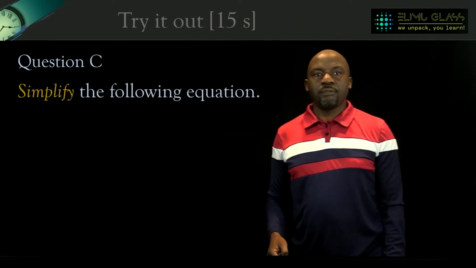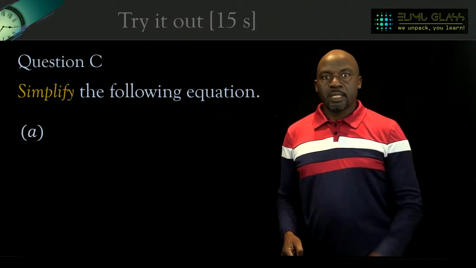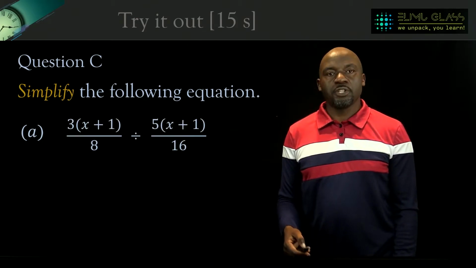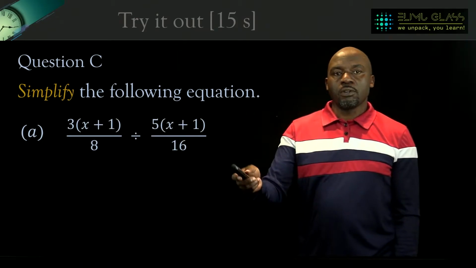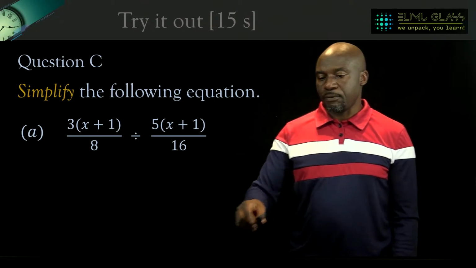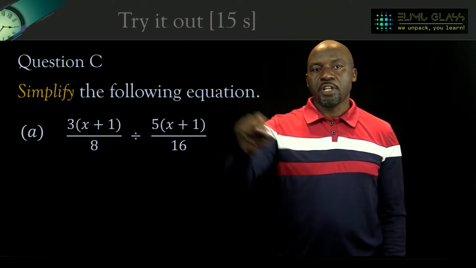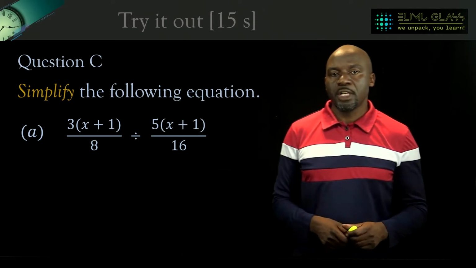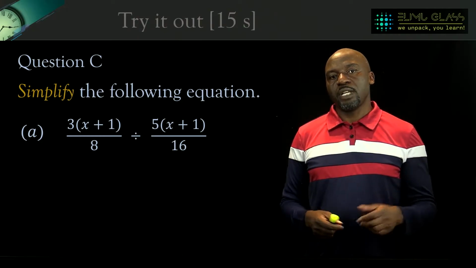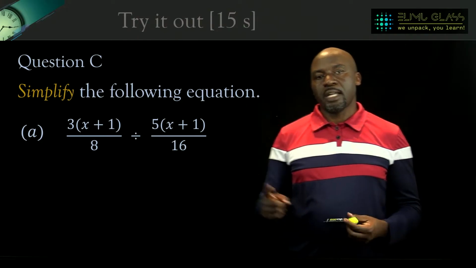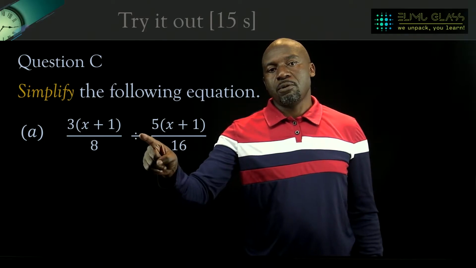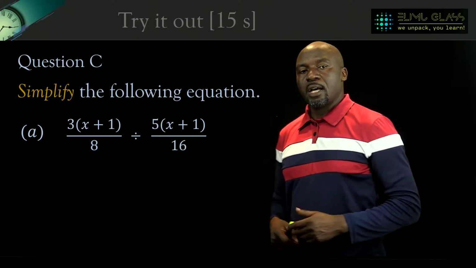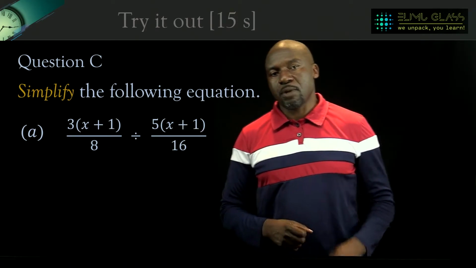Okay, it says to simplify the following equation. Again it's saying equation when it should just say an expression, because there is no equal sign to something. So it's wrong to say an equation here. We should be talking about an expression. So simplify the following expression. We have two algebraic fractions being divided, and we've learned that when fractions are being divided, all we have to do is change this to a multiplication sign and then flip the divisor. So this fraction here is referred to as the divisor.